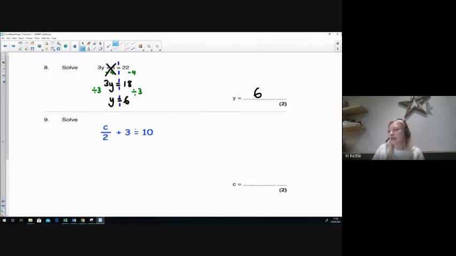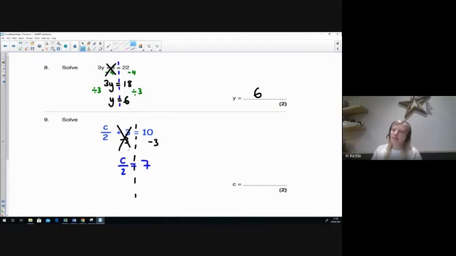Okay, with the next one, again, I'm going to do my dotted line where the equals is. First thing I'm going to do is take 3 away from both sides. If I take 3 away from this side, I'm going to get rid of that. But I also have to take 3 away from this side. So I'm then left with, let's use the blue one, c over 2, I've not touched that bit, equals 7.